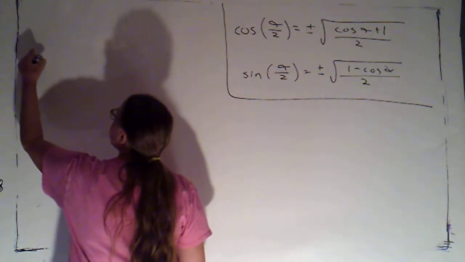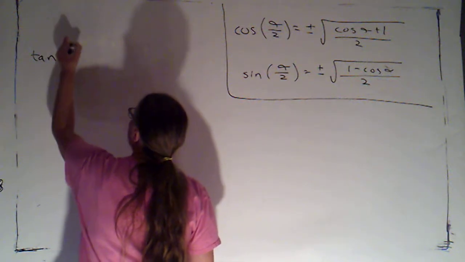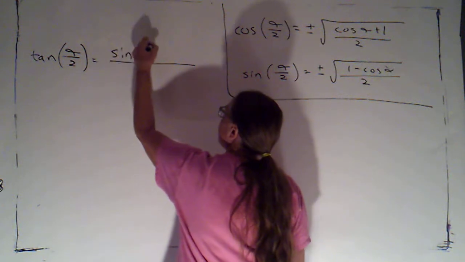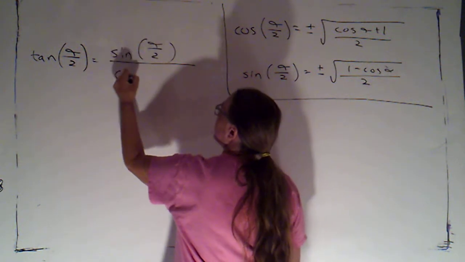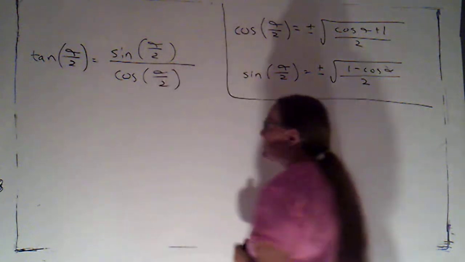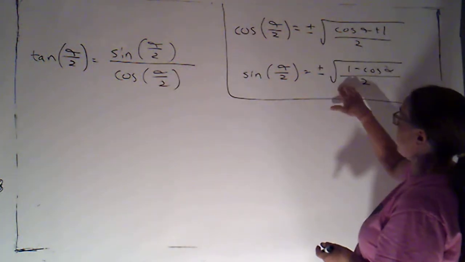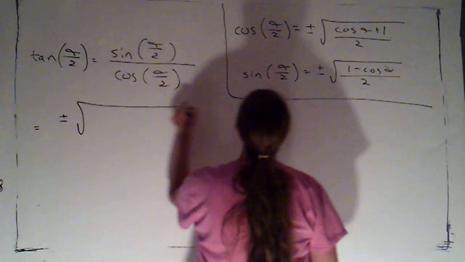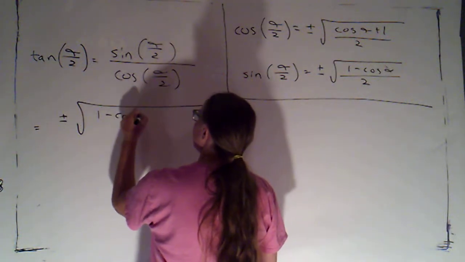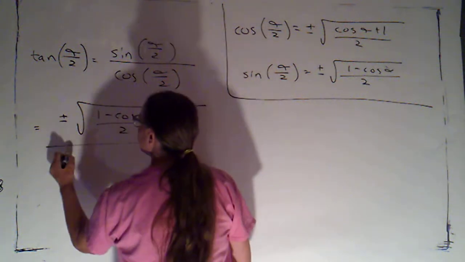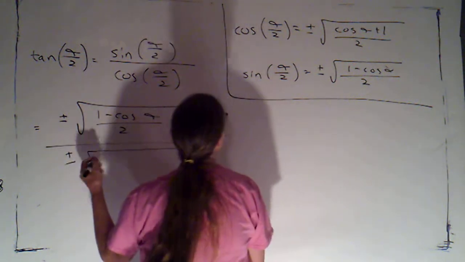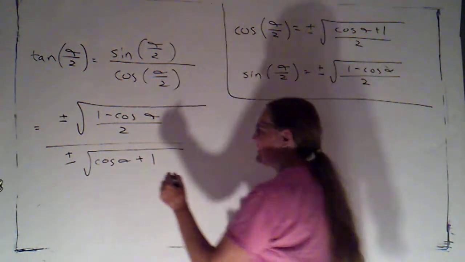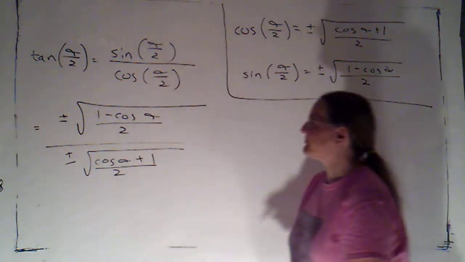If I wanted to calculate tangent of alpha over 2, I know that tangent is just sine over cosine. So that would be sine of alpha over 2 over cosine of alpha over 2. So I can just take this formula and put it on top of that formula. So I will have plus or minus the square root of 1 minus cosine alpha over 2 all over plus or minus the square root of cosine alpha plus 1, or I could write that as 1 plus cosine alpha, it doesn't matter, all over 2.